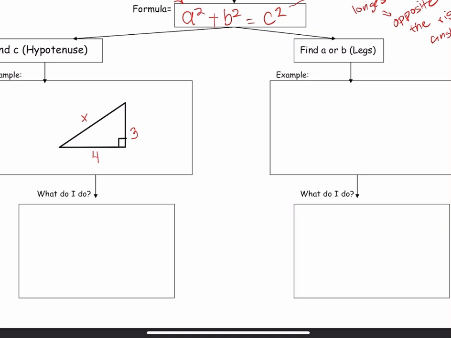Why can't we just measure it with a ruler? Because sometimes they will say that this part is 4 kilometers. So you're going to measure the 4 kilometers with a ruler? So that's why we have to use these ratios for bigger triangles.